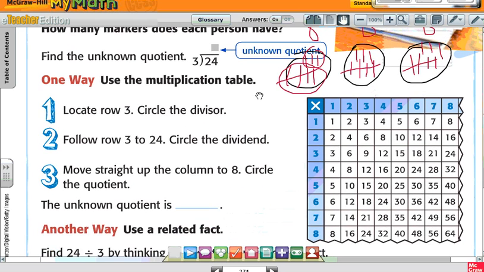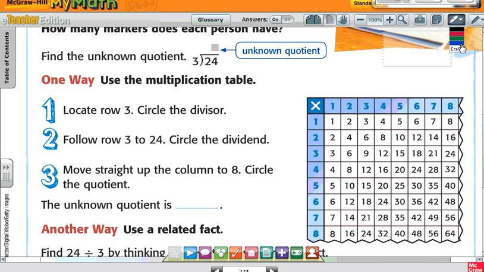It says use the multiplication table, which we did already. And it says look at row 3. So here's row 3. Circle the divisor. Can you do that for me? Thank you. Follow row 3 to 24. Go all the way across to hit 24. Circle the dividend. And then move straight up the column to 8, and circle the quotient.